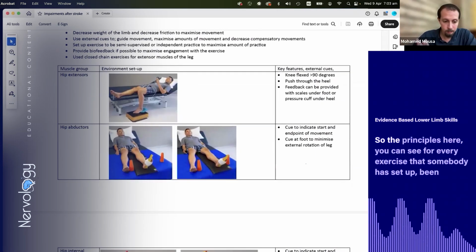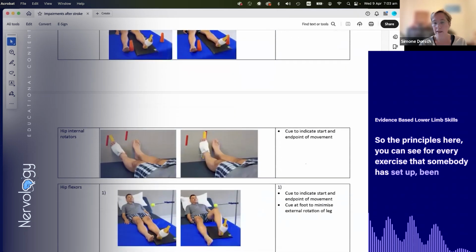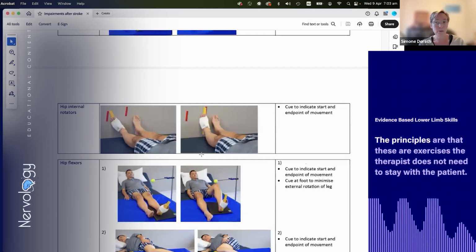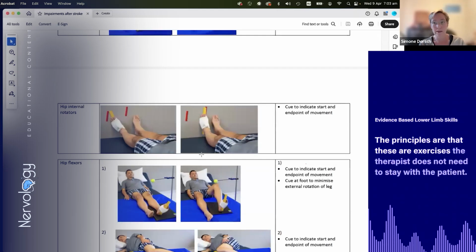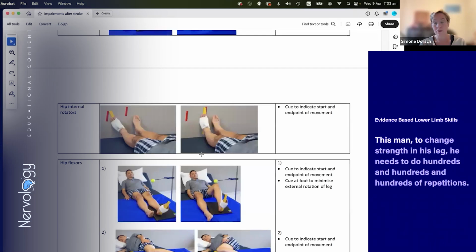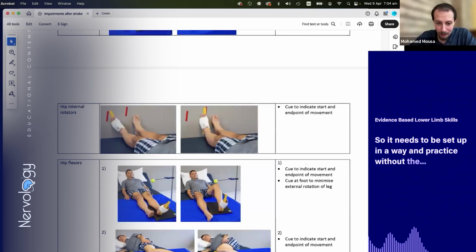Yes. So you can see that for every exercise set up for somebody with very weak muscles, the principles are that these are exercises the therapist does not need to stay with the patient. You have external visual cues guiding the movement. This man, to change strength in his leg, needs to do hundreds and hundreds of repetitions, so it needs to be set up in a way that he can practice without the therapist.